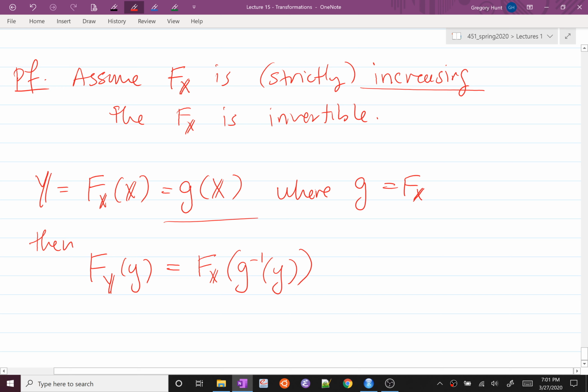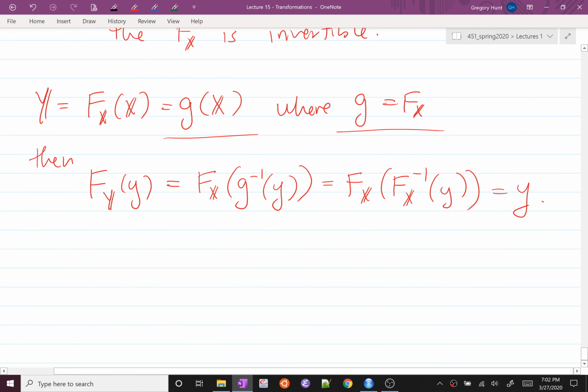If I want this generally, for a continuous random variable, if I want the CDF of Y, I can take the CDF of X and plug in g inverse of y. But now we chose this g very specifically so that it is F_X, and so g inverse is F_X inverse, and so we get F_X of F_X inverse. Those cancel, and we get y. That shows that the CDF of Y is just y.